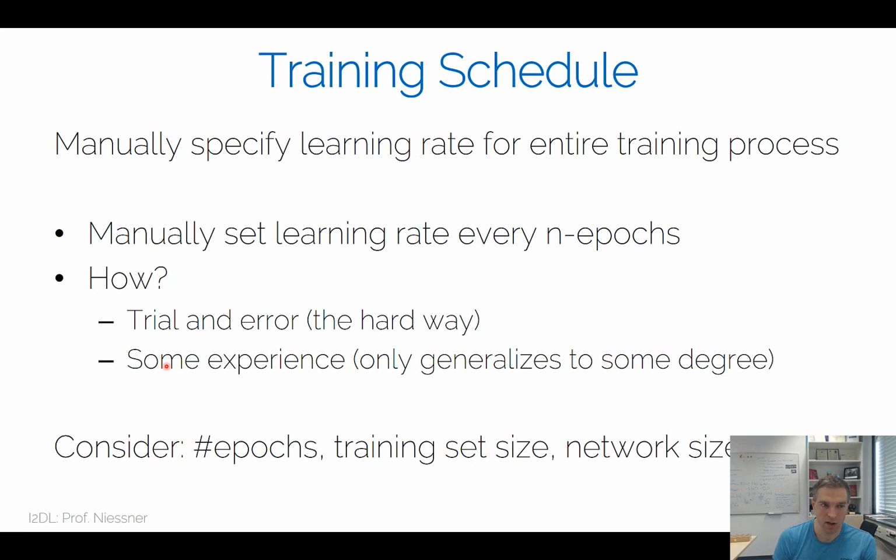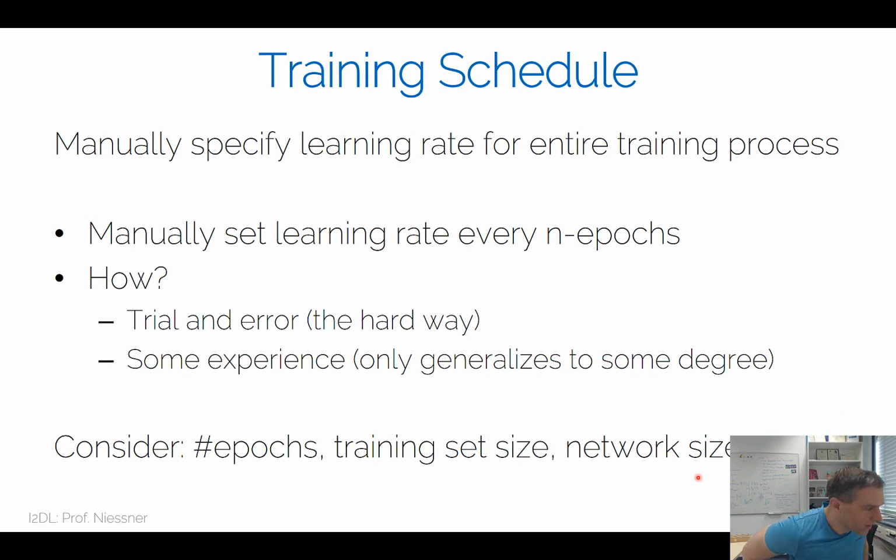How do we figure it out? Well, it's trial and error. We go ahead and train, and we check how our training loss looks. If our training loss doesn't go down anymore, then we might want to reduce the learning rate. We might do this by just looking at the curves. If you've done this a couple of times, you get a bit of experience, and then it eventually generalizes to some degree. A couple of things we have to consider here are epochs, training set size, network size, and so on.